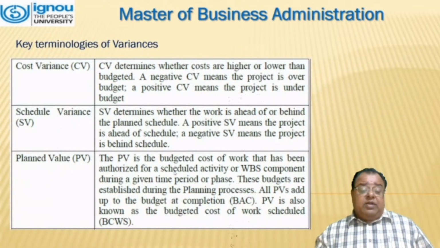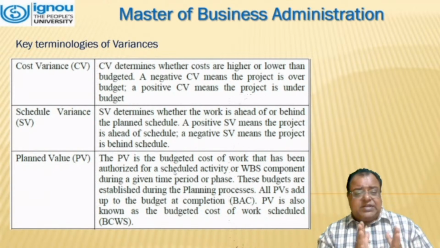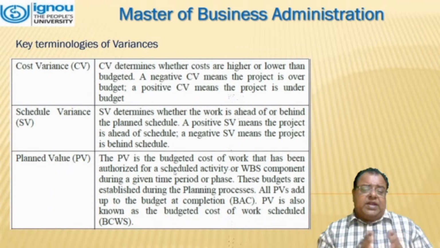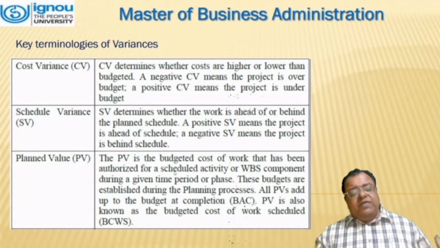What are the key terminologies which are used for variances? First one is cost variance. It is denoted by CV. This determines whether the costs are higher or lower than the budgeted. A negative CV means the project is over the budget, and a positive CV means the project is under the budget.